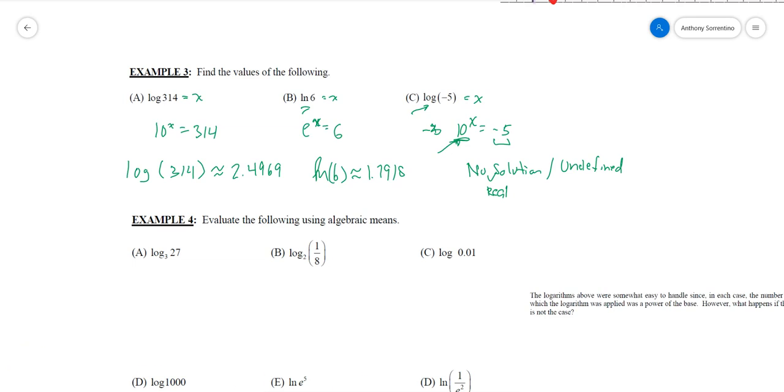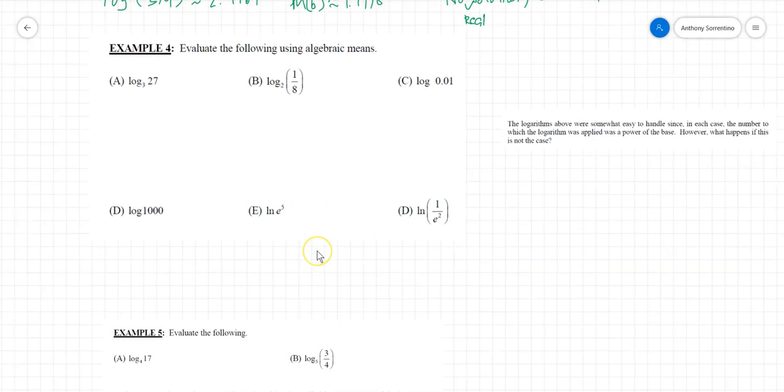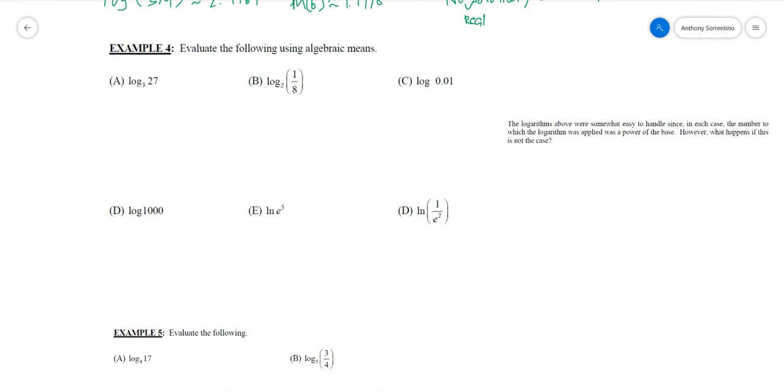So now for example 4, it's a very similar question, except these are instances where you're being asked to do things where you should be able to figure this out. Like for instance, log base 3 of 27. I can rewrite this as an exponential equation, 3 to the x power equals 27. So I'm looking for what power of 3 is 27.